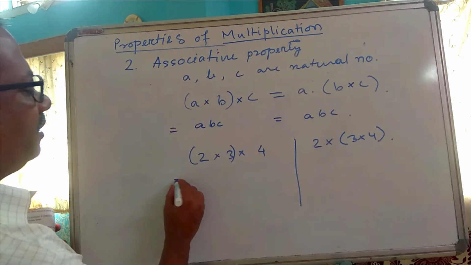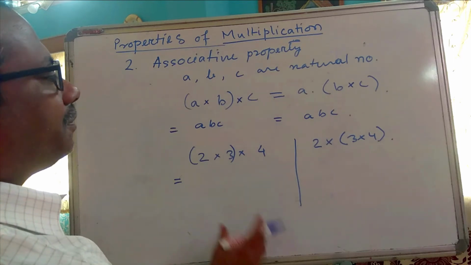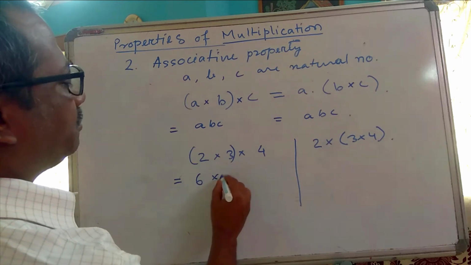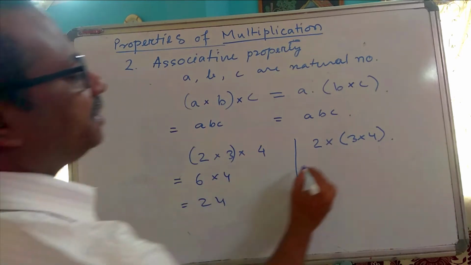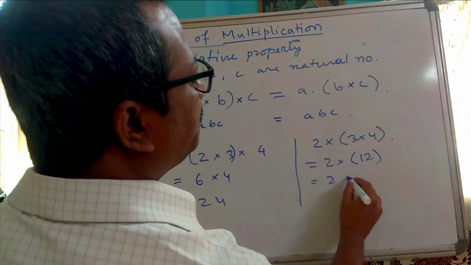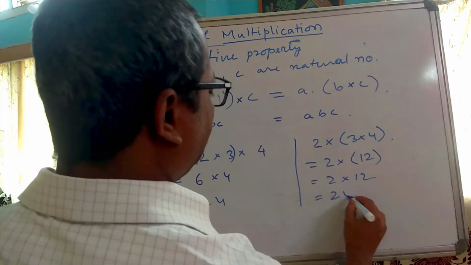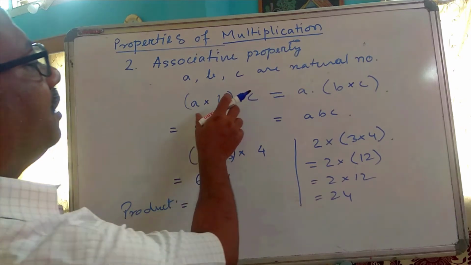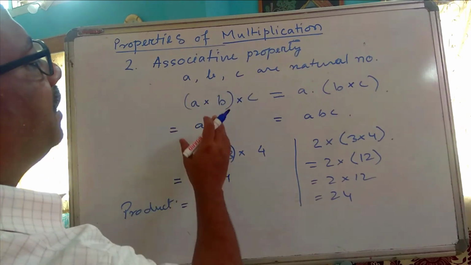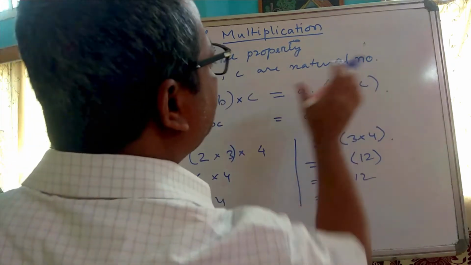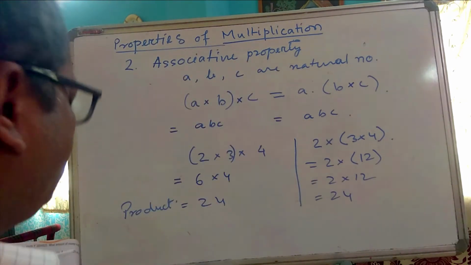Grouping is different, but the product will come the same. So you see 3 2s are 6 into 4, 6 4s are 24. Here also you see 2 into 3 4s are how much? 12. So 2 into 12 is equal to 24. The products are the same in both cases. So the grouping of any two numbers, and after that if we multiply a number, doesn't change if we change the grouping. It is called associative property.